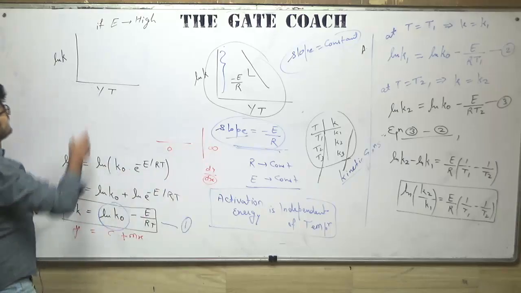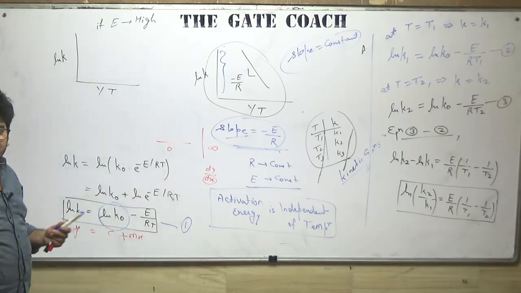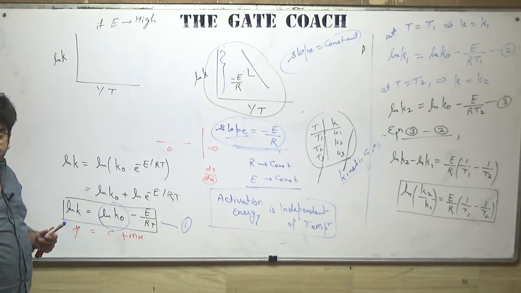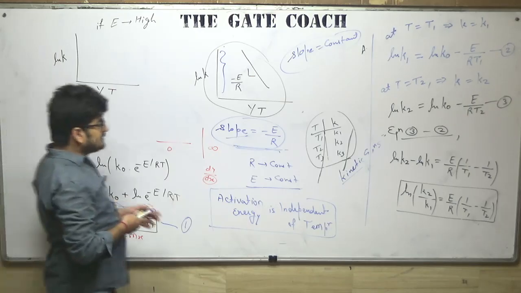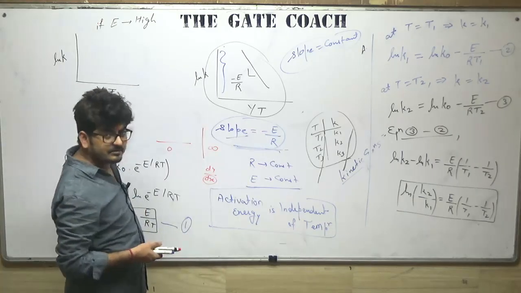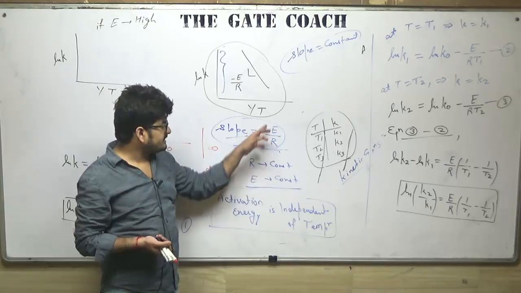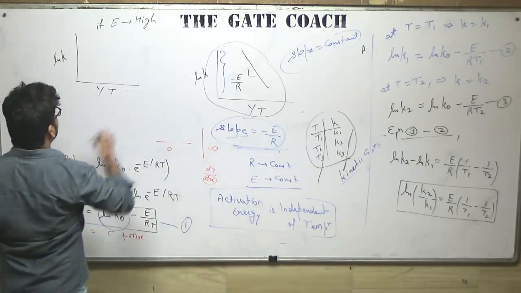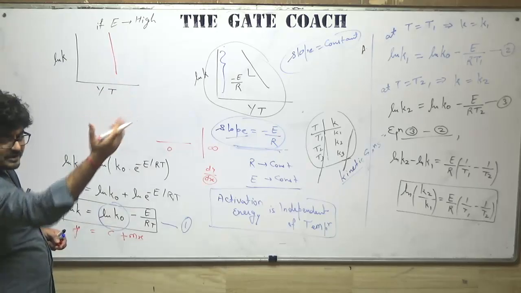So similarly here, if activation energy is high, for any chemical reaction, we have n number of chemical reactions. For any chemical reaction where the activation energy is high, if you draw a curve between ln K versus 1 by T, the slope is minus E by R. If activation energy is high, then the slope will be high, and if the slope is high, then the curve will be more steep. It will tend towards the vertical.